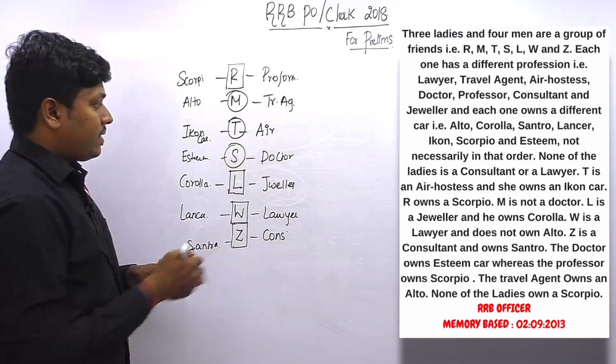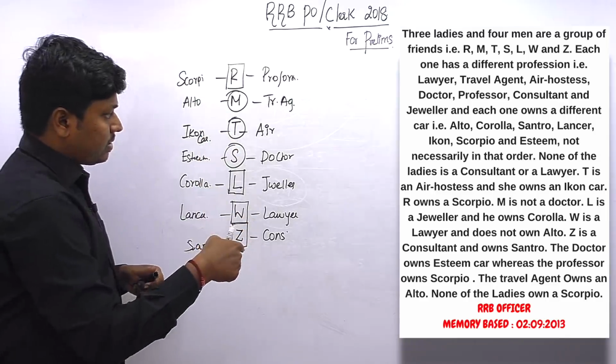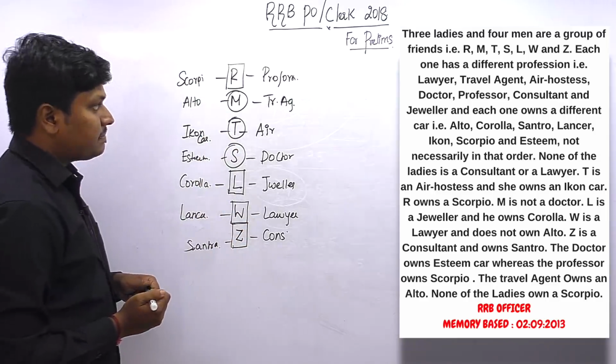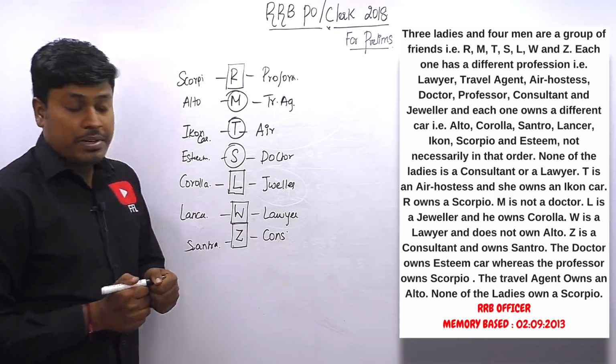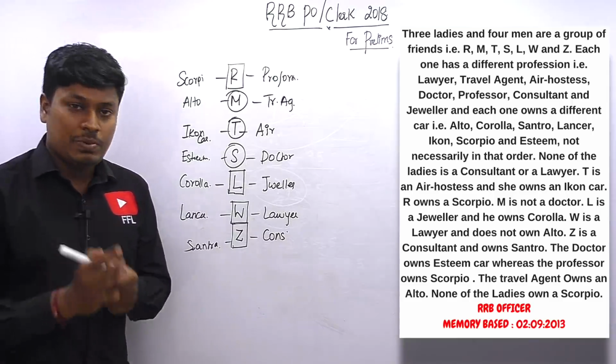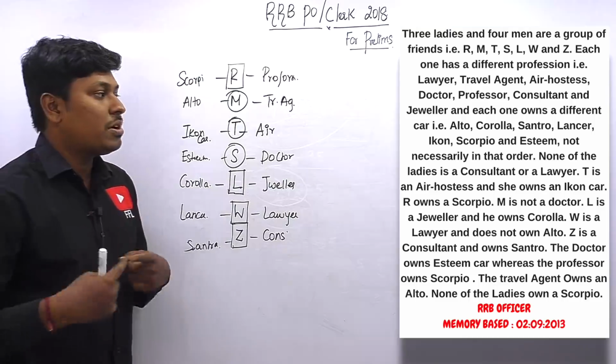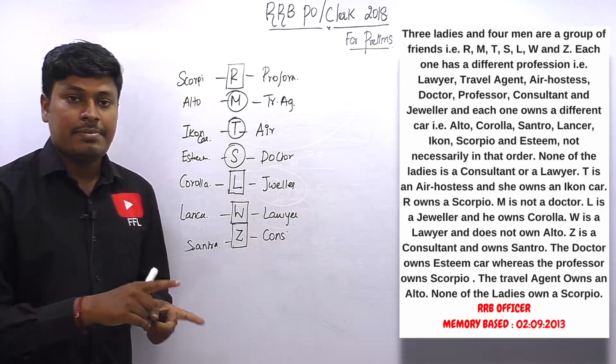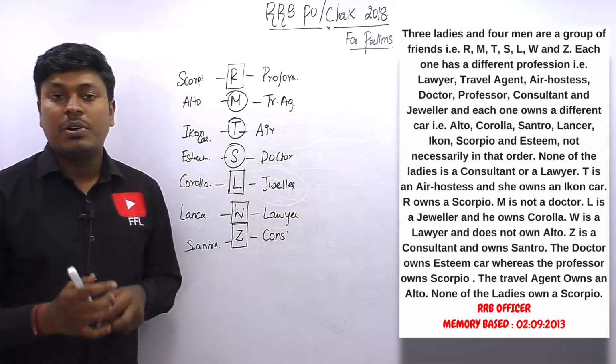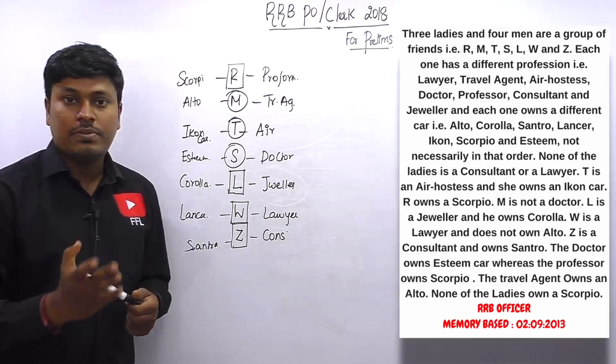So finally we have fixed all 7 different professions, and we have also fixed the cars. So this is the kind of arrangement question you have to solve within 2 minutes in your exam. So practice more and more easy and medium level arrangement questions, for those going for RRB PO and also RRB clerk.